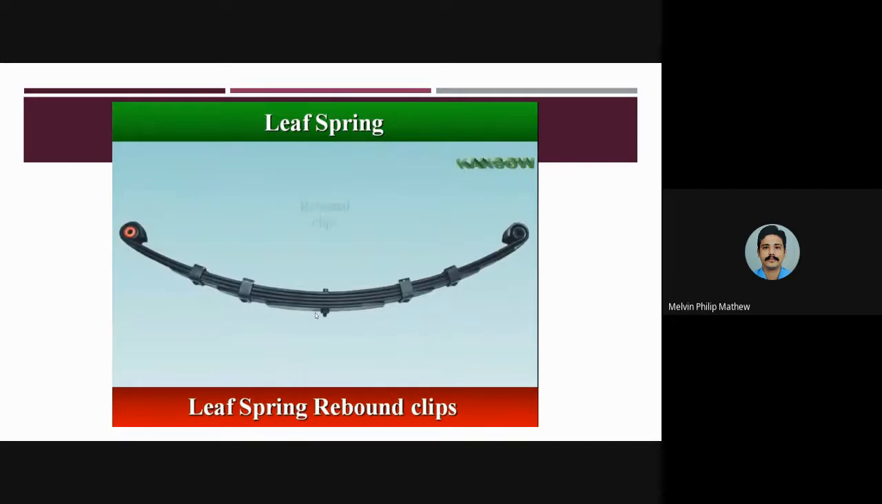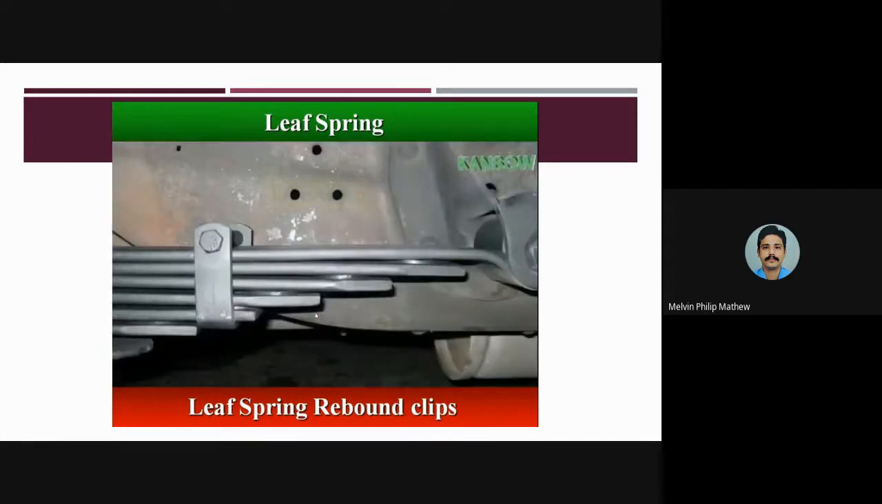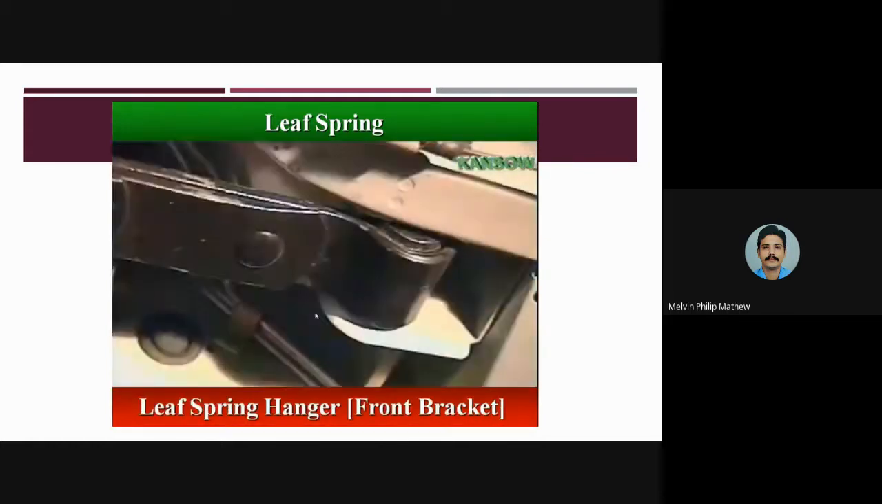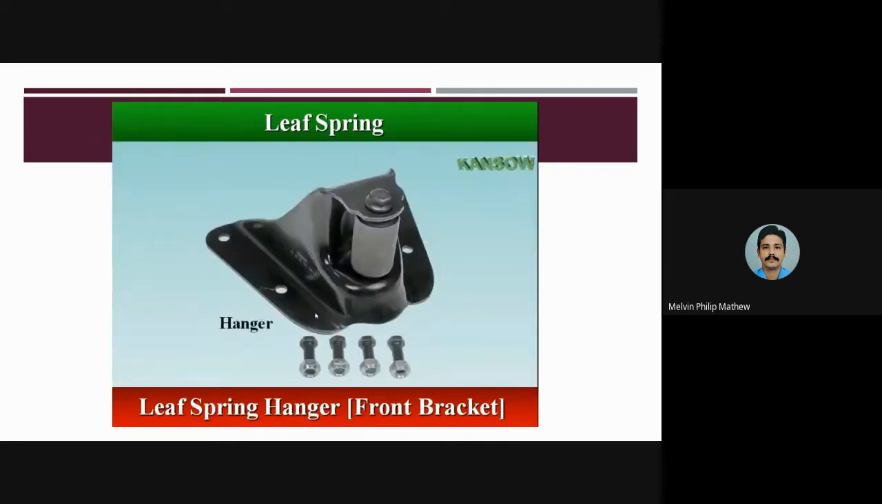Rebound clips are formed at intervals around the leaves. They prevent excessive flexing of the main leaf during rebound, and also keep the leaves in alignment. The front end of a leaf spring is mounted to a hanger, with a bolt and rubber bushings directly attached to the frame.